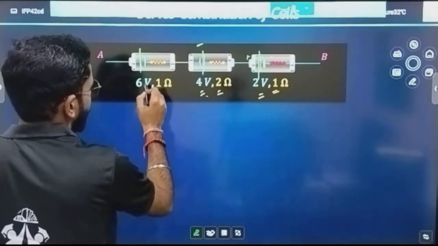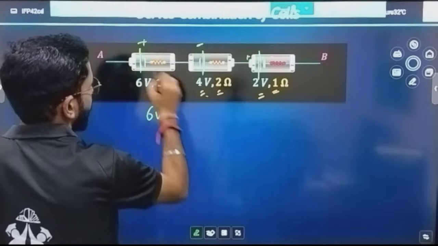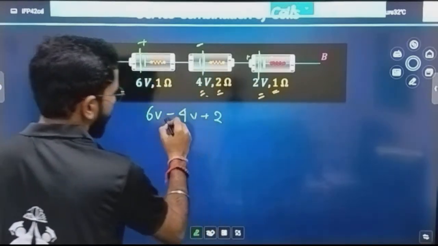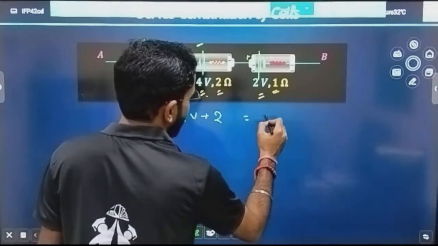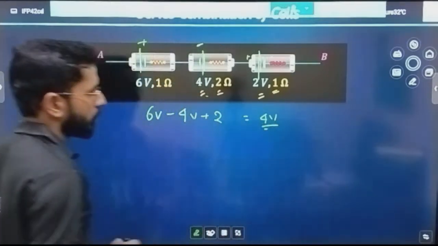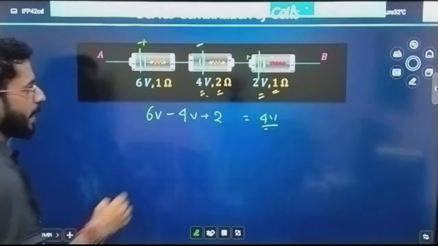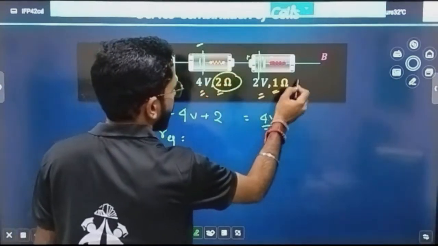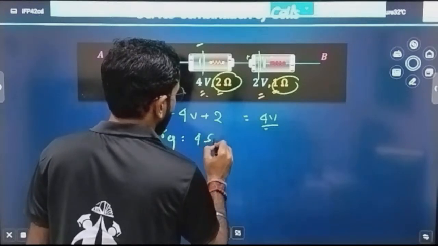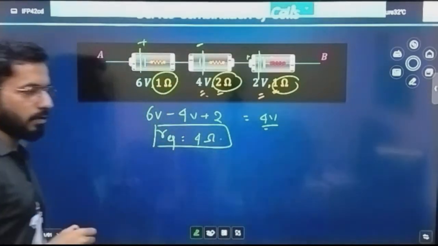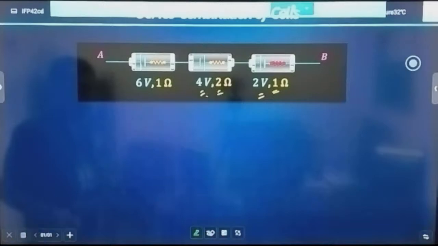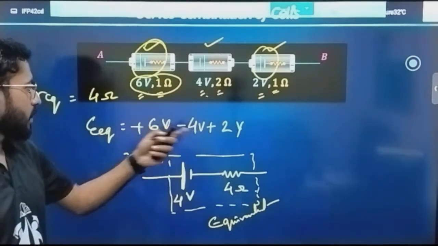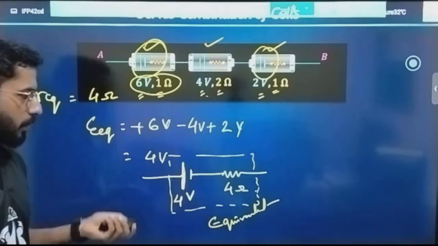Now see, I will simply write 6 volt as positive. I will have to write this as negative, minus of 4 volt, and this again I will write as positive. 6 minus 4 is 2, 2 plus 2, that means net it is 4 volts. And if I am talking about R equivalent, 1 plus 2 is 3, 3 plus 1 is equal to 4 ohm. R equivalent is equal to 4 ohm. Is it clear? E equivalent is 6 minus 4 plus 2, correct, and R equivalent is equal to 4 ohm. Simple as that.